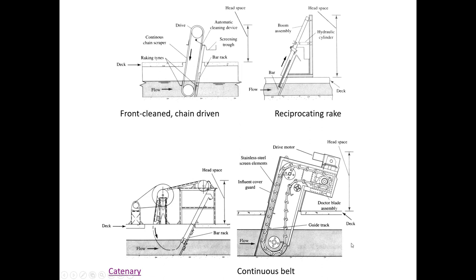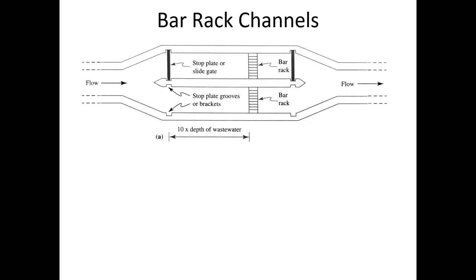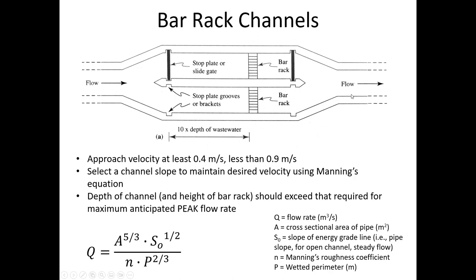So there's a variety of different systems that all exist to achieve the same objective of removing debris from the wastewater. Here you can see a top view of the channel that the bar rack would be put inside, and you need at least, of course, two channels in case one of the bar racks goes down and needs to be replaced or maintained. You always need to have some redundancy in place so that you're continuing to protect the systems downstream from the debris that would get removed.